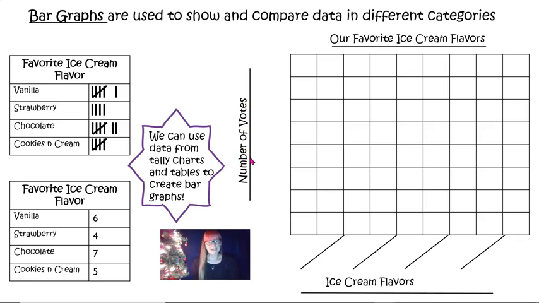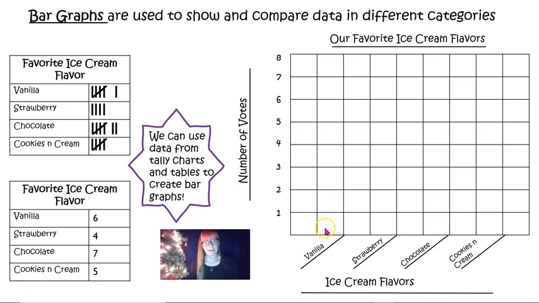Now that I have the axes labeled, I need to go ahead and put in the different category titles on these lines down here. So I'm going to put vanilla, strawberry, chocolate, and cookies and cream on the line down here. The last thing I need to do before I start graphing is come up with a scale and an interval for my y-axis. When I look at my numbers here, I can see that the data ranges from 4 to 7, so I should be okay with using intervals of 1 for this graph.